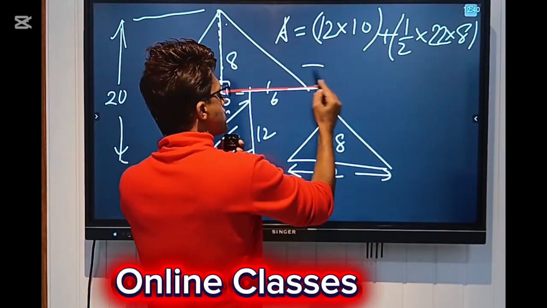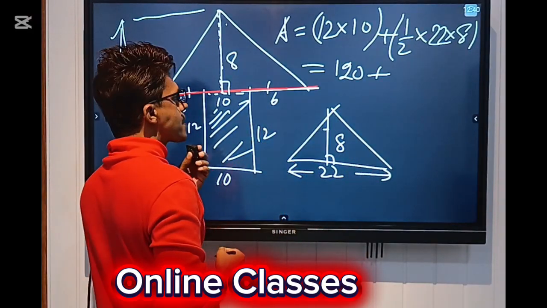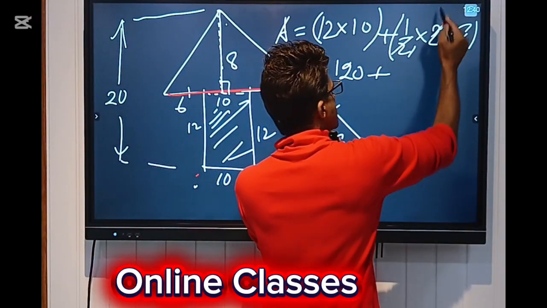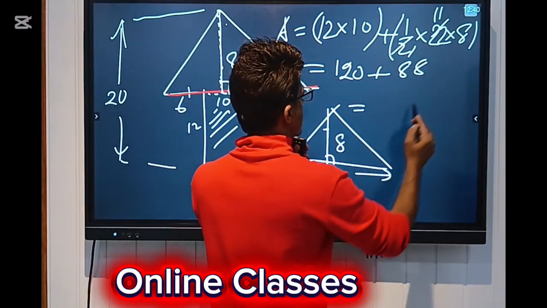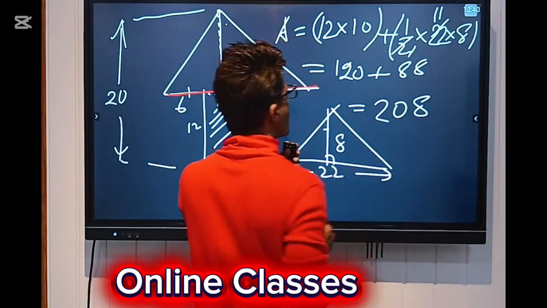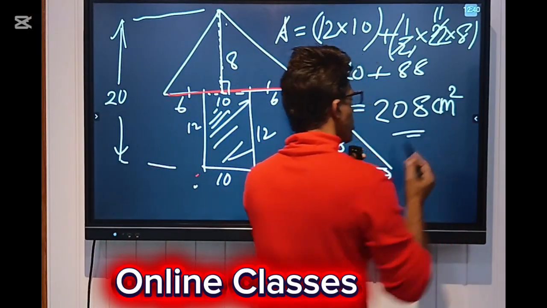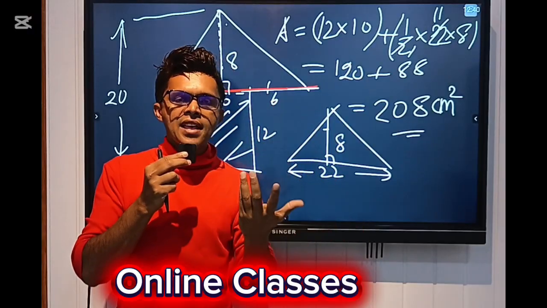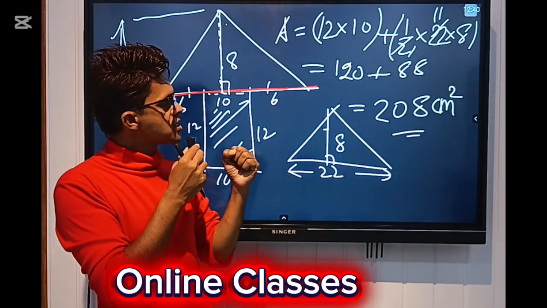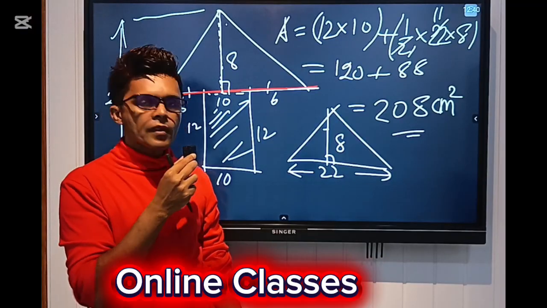So 12 times 10 is 120, plus here half times 22 times 8, which is 88. So 208 is the area of this composite figure. So this way can be applied in terms of obtaining the area of composite figures as well. Okay.